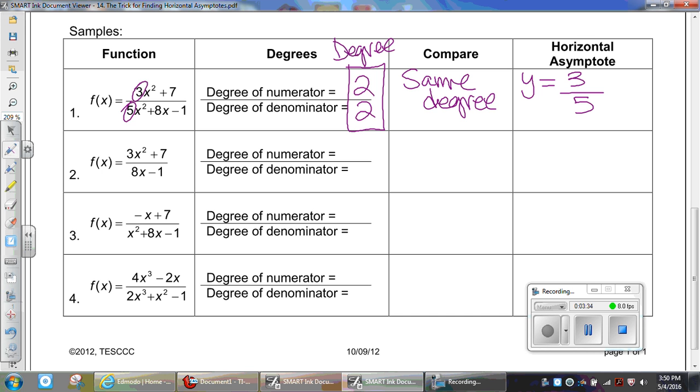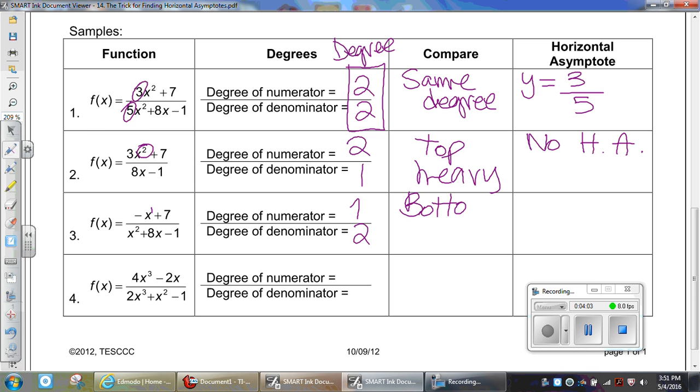The next one is top heavy. So according to our chart, top heavy, because the degree of the numerator is 2 and the denominator is 1. For top heavy, we have no horizontal asymptote. The third one, the degree of the numerator is the highest exponent there, and that's a 1. The degree of the denominator is a 2. So this is bottom heavy. And for bottom heavy, by default, the horizontal asymptote is y equals 0.